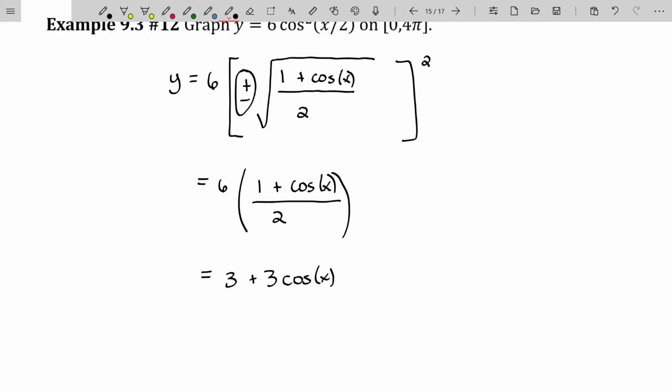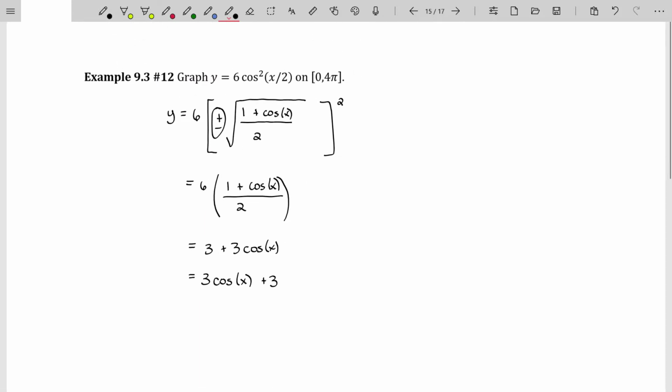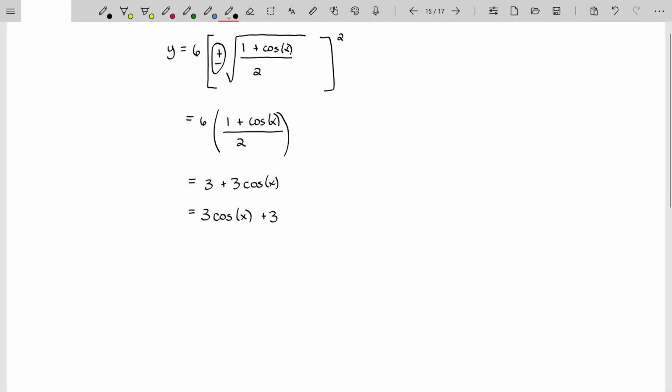And if you're one of my students, you probably already know this. I dislike the order that that's written in. So I'm going to graph 3 cosine of x plus 3. That's a much easier way of really writing that out. So let's go ahead and do this problem. Why not? We're supposed to graph it. Let's do it. The amplitude of this is 3. If you don't know how to graph a trig function, you can watch my videos on graphing trig functions. I have a whole series of them.